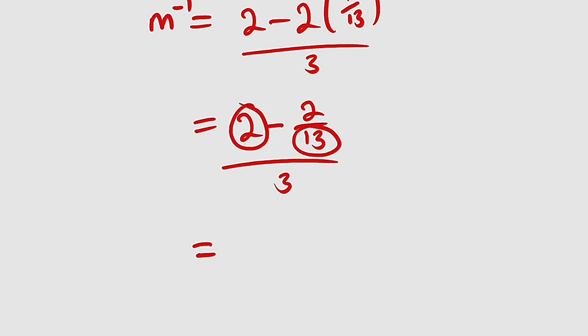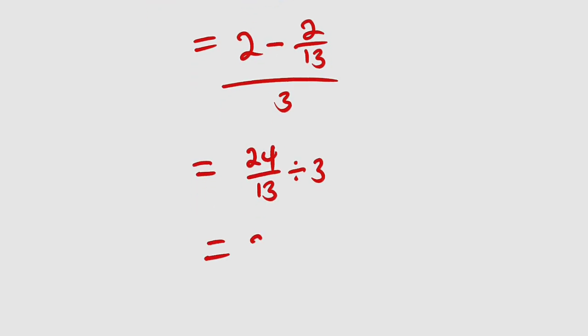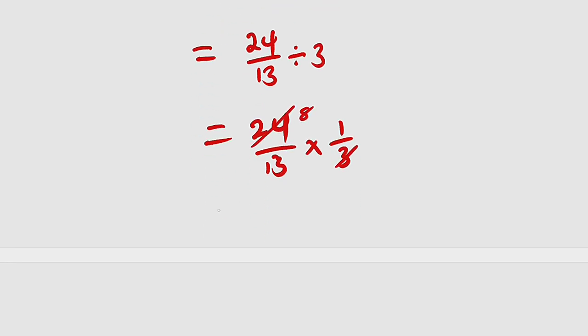13 times 2 is 26, and 26 minus 2 is 24. So we have 24 over 13 divided by what? Divided by 3, which is the same thing as multiplying by its reciprocal, right? Let me write it. 24 divided by 13 multiplied by 1 divided by 3. And 3 here can go into 24 8 times. So this means that m to the negative 1 is equal to 8 divided by 13.